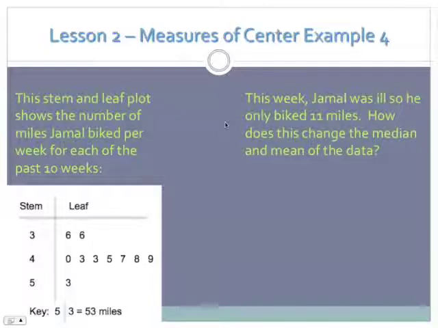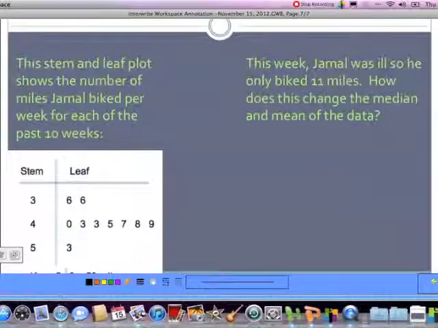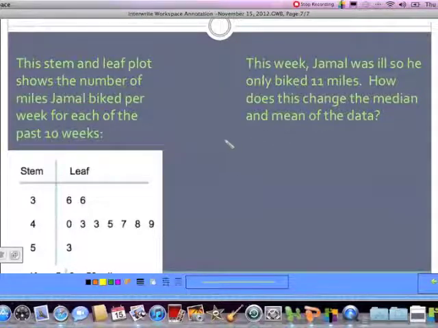And we're going to talk about how this changes the median and the mean of the data. So let's start by looking at our stem and leaf plot, because this has our data for Jamal. I'm going to write his data right here. His numbers: his first week, he rode 36 miles, and I'm getting 36 from the stem and the leaf.